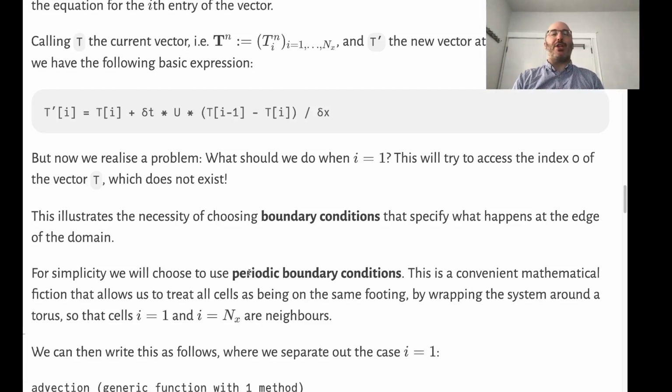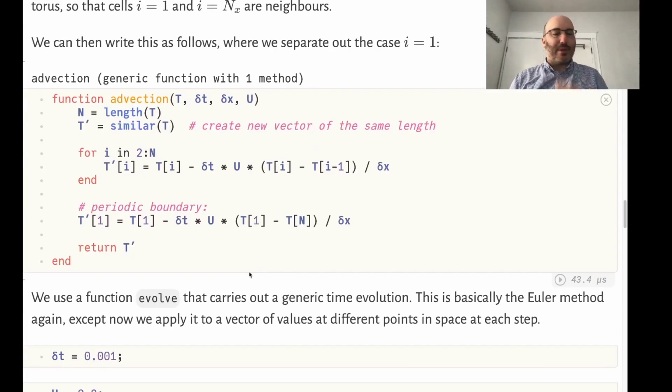And that enables us to treat all of the cells in the same way, having the same number of neighbors. There are various ways in which we could implement these periodic boundaries, but I've chosen a simple one.